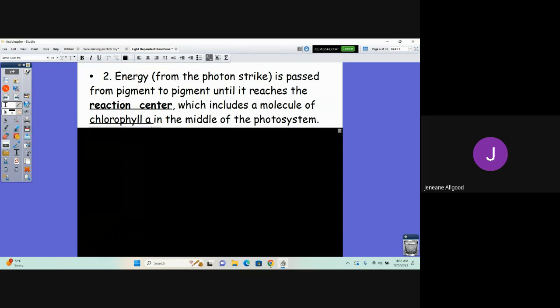So energy from the photon strike is passed from pigment to pigment until it reaches the reaction center, which includes a molecule of chlorophyll A in the center of the photosystem. Now, there could be chlorophyll A outside of that reaction center, because after all, it is a pigment that absorbs light energy. But in this reaction center, which is centrally located in the photosystem, that is definitely going to be a molecule of chlorophyll A in there.